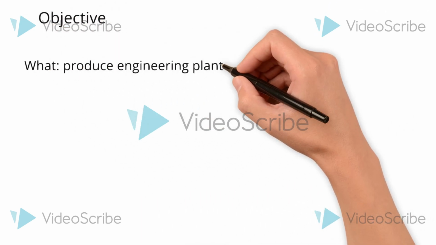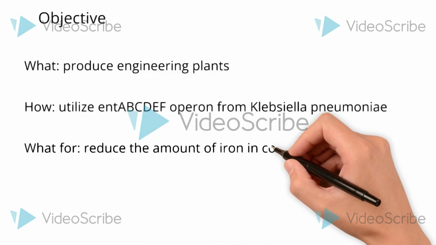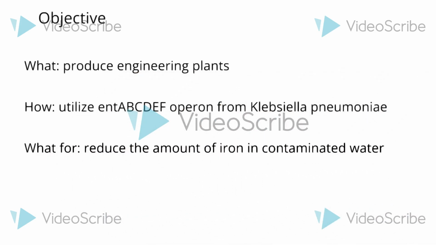What is our objective? Produce engineered plants. Utilize an ABCDEF operon from Klebsiella pneumoniae, to reduce the amount of iron in contaminated water.